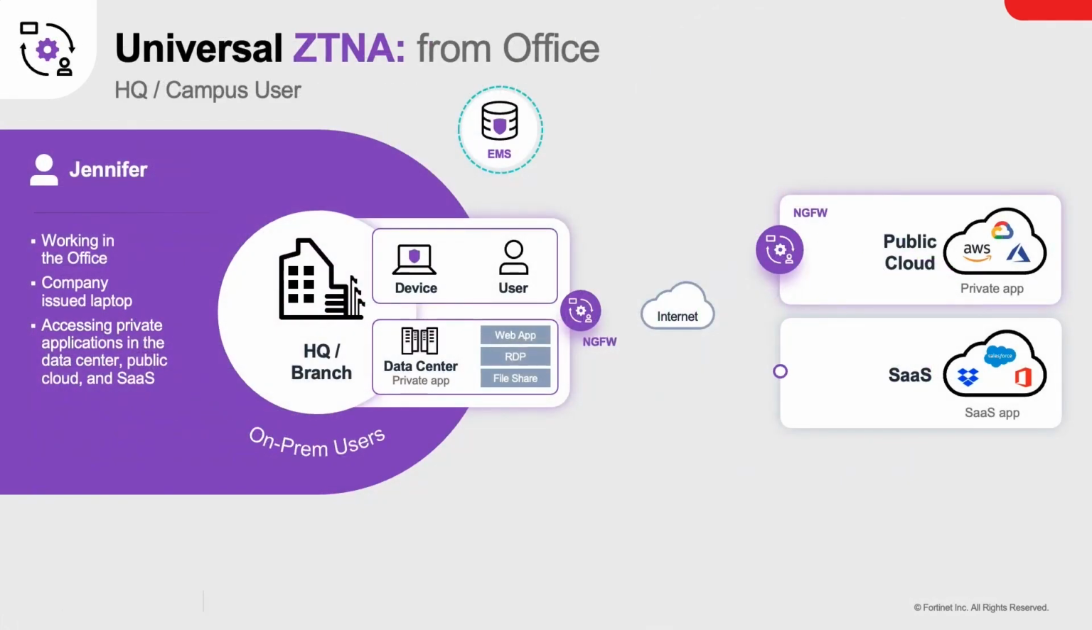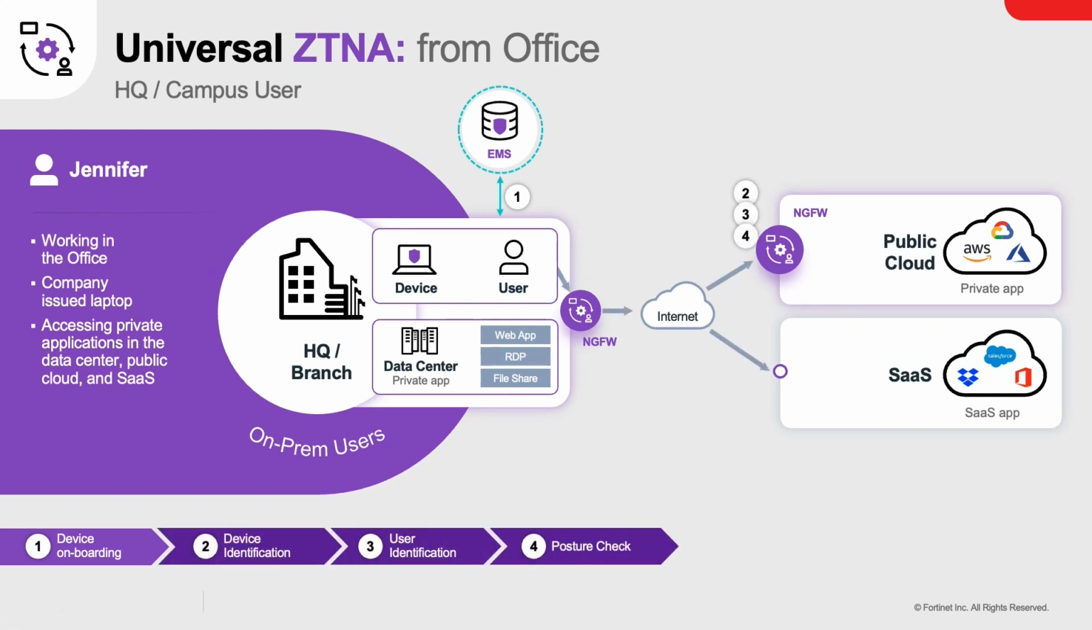Let's look at our office user Jennifer's workflow for connecting to protected applications in the local data center, public cloud, or those hosted by software as a service. Jennifer is using a company-issued laptop with the FortiClient ZTNA agent installed. Once connected to the FortiClient Endpoint Management Server, or EMS, the device is automatically issued a certificate. The logged-in user is verified, and the posture of the endpoint is checked. EMS transmits this data to the FortiGate, acting as the Zero Trust Access Gateway.